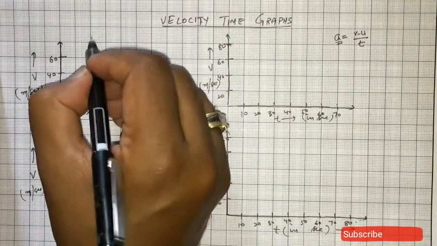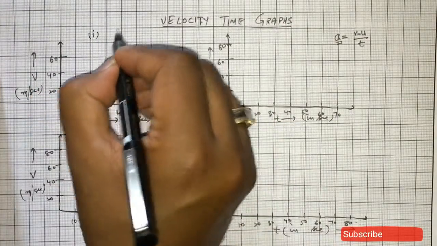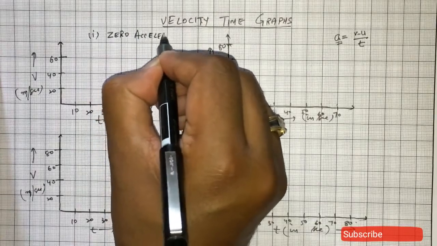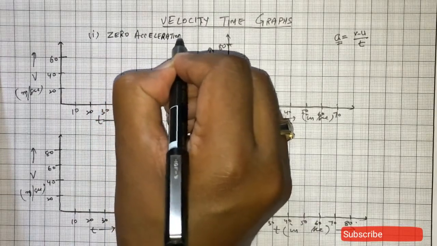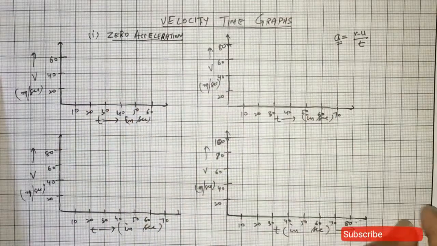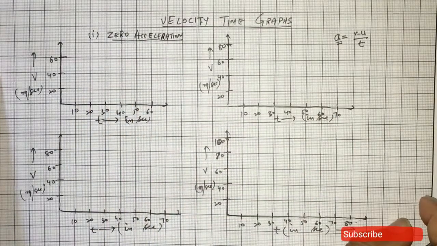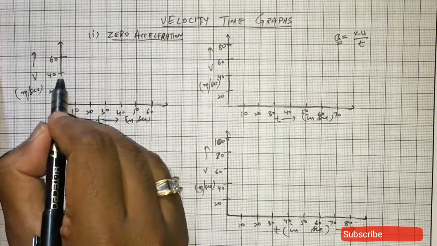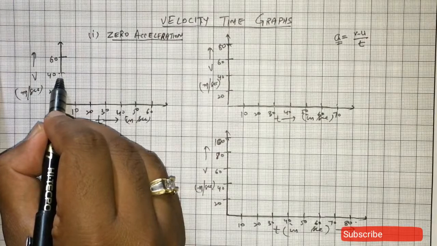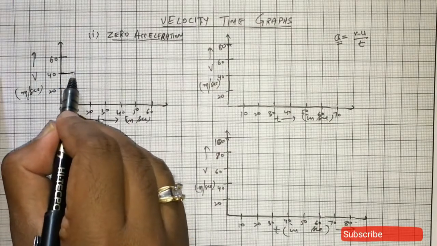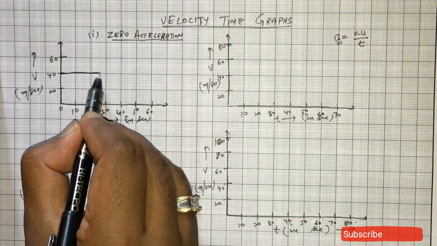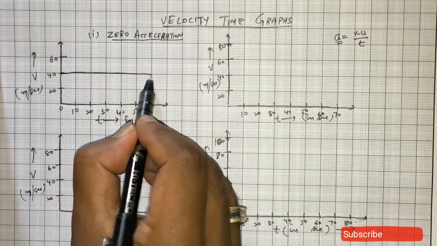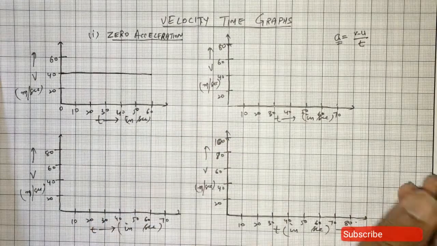So let's start with the first part of this topic, that is zero acceleration. Zero acceleration means constant velocity. Suppose the body is having initial velocity 40 meter per second. With the passage of time, this body does not change its velocity. It continues with this velocity till 60 seconds.